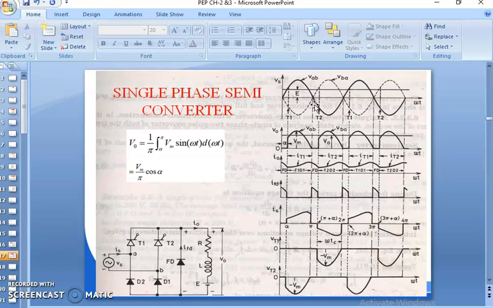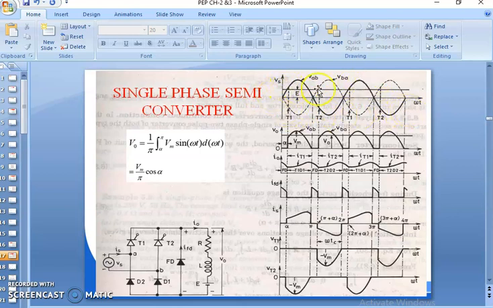After pi region it reverses its polarity, that means up to 2 pi region. So from pi to 2 pi, the negative half cycle period arises, and after 2 pi, another positive half cycle arises up to 3 pi. Again after 3 pi, another negative half cycle arises. In this way periodically it changes its polarity as well as its magnitude from time to time.